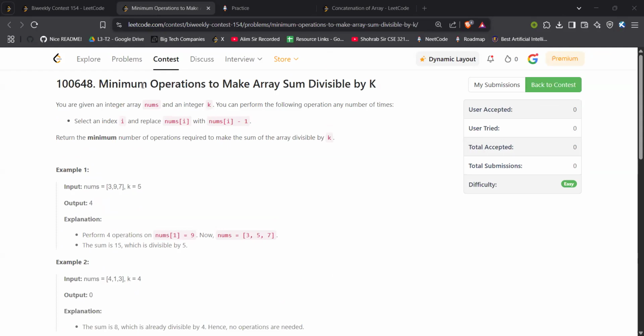So the first problem is minimum operations to make array sum divisible by k. You're given an integer array nums and an integer k. You can perform the following operation any number of times: select an index and replace nums[i] with nums[i] minus 1. So basically we'll have to select an index and decrease the value by 1. Return the minimum number of operations required to make the sum of the array divisible by k.